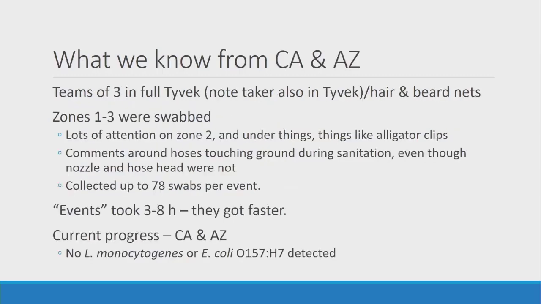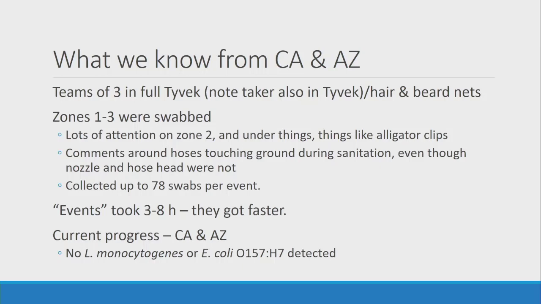All right, so what we've seen in California and Arizona, where sampling has happened so far, is that teams of 3 folks in FDA come out in full Tyvek suits ready to sample, including hair nets and beard nets. And that includes a note taker who does nothing but stand there with a clipboard and takes notes of all the samples being done. They have been swabbing zones 1 to 3. They're spending a lot of time and a lot of attention on zone 2, under things, and then for things that have been on the equipment like alligator clips, all right?